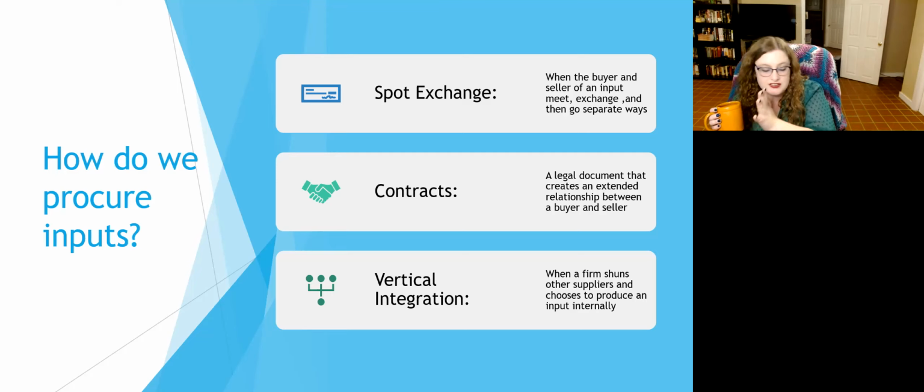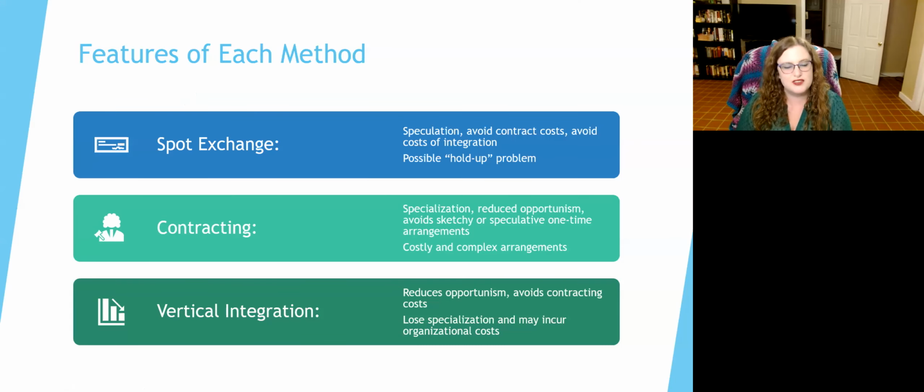We get cost savings because we don't have to pay a middleman, right? But we may not do it well. And then also that means that we are putting some of our resources and our cost into producing that thing. So there's good and bads to it. Actually, let's talk about the features of the good and bads.